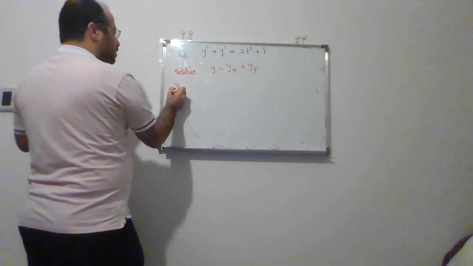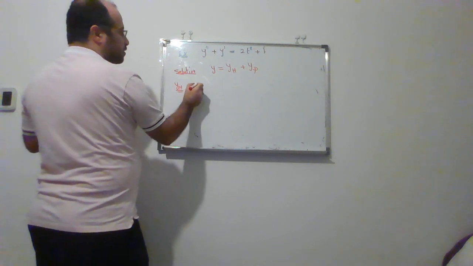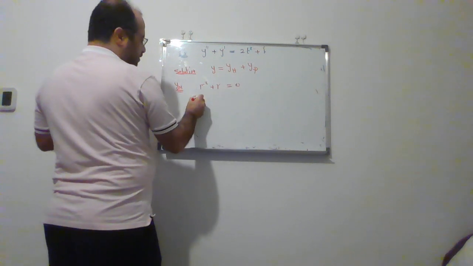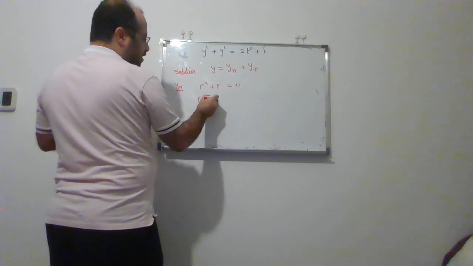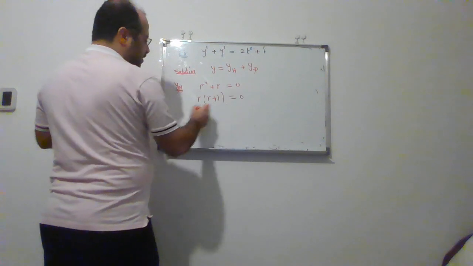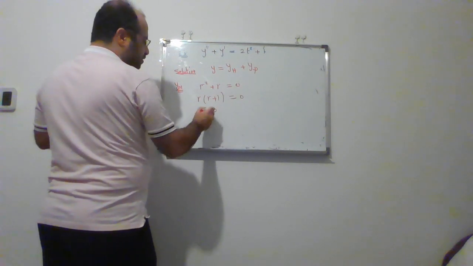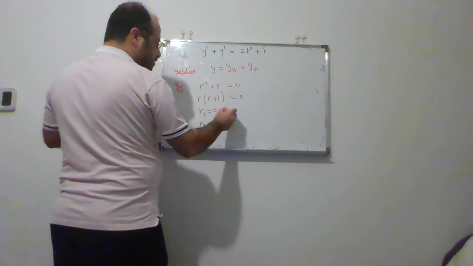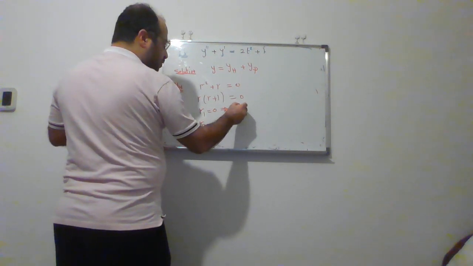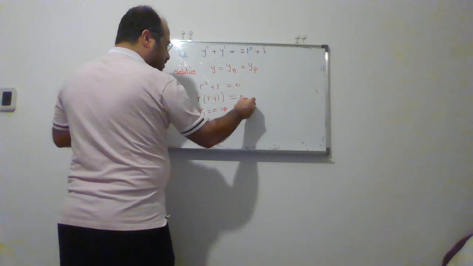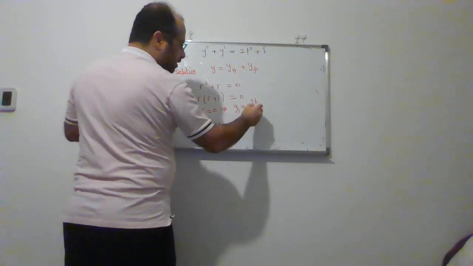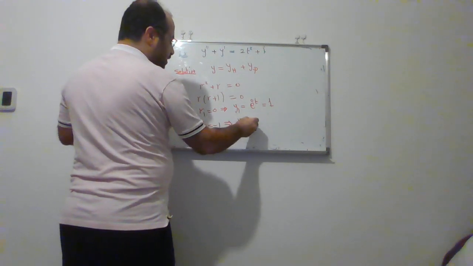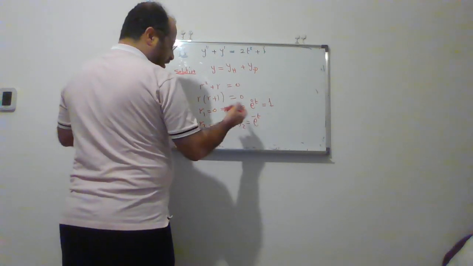And if you go with y homogeneous, in this case, you will get r squared plus r equals 0. And then you get r times (r plus 1) equals 0. Then you get r1 equals 0, r2 equals minus 1. From this, you get y1 equal to e to the power 0t, which is 1, and then y2 equal to e to the minus t, and that's it.